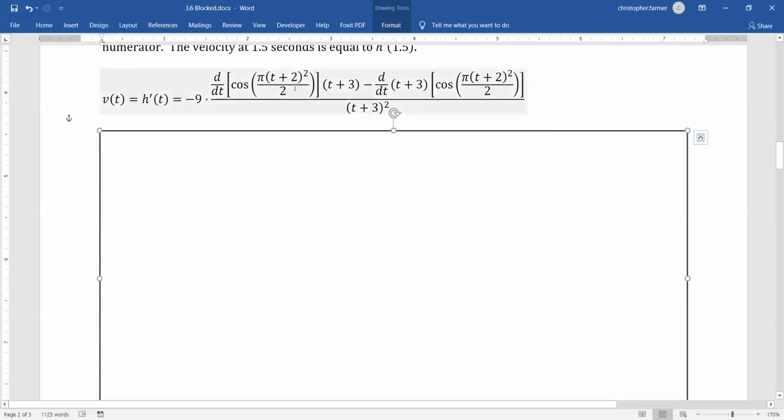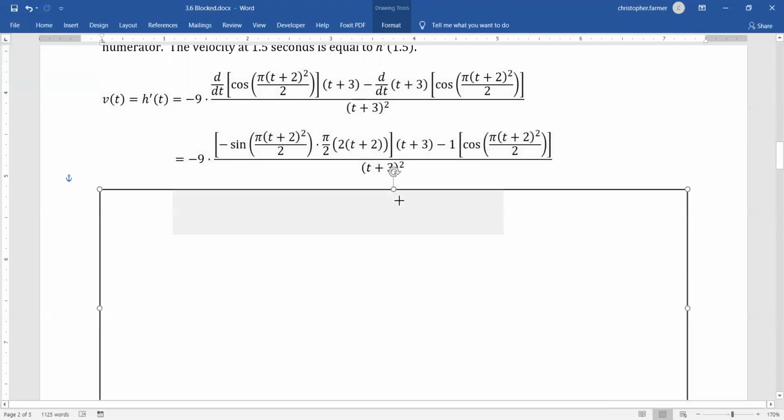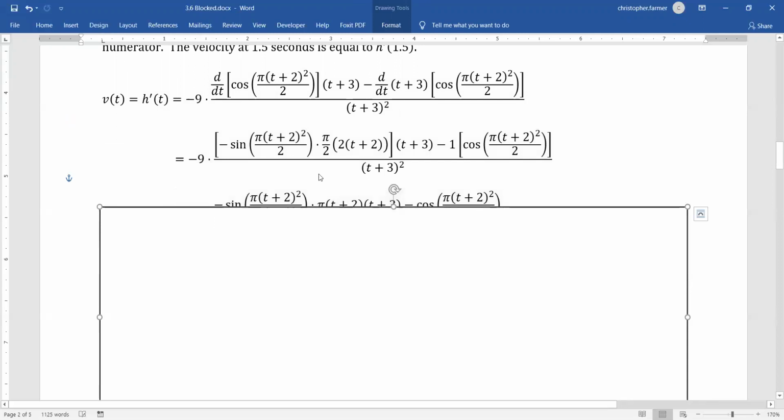And at this point, it's just being careful taking the derivative using the chain rule. Derivative over here, not a big deal. Derivative of t plus 3 is just 1. But in the first derivative, we're going to have to do a little bit of work with our chain rule.